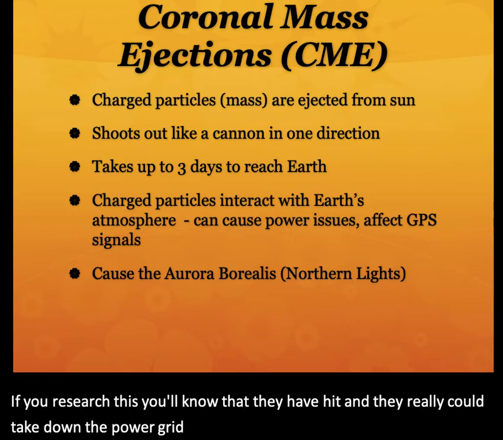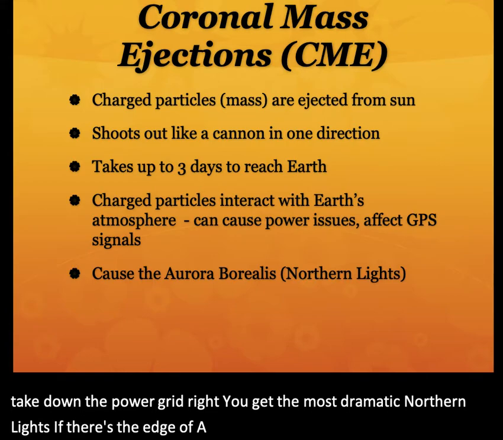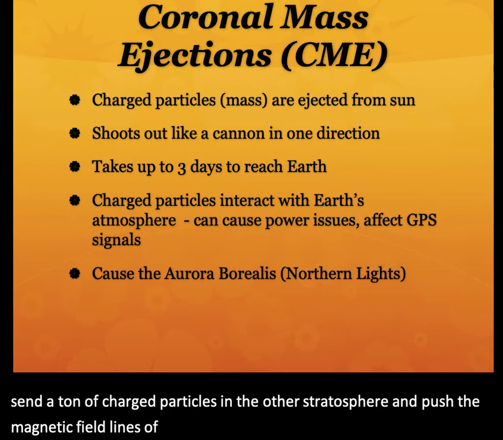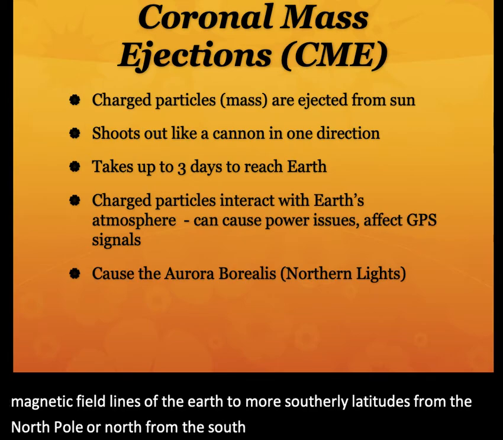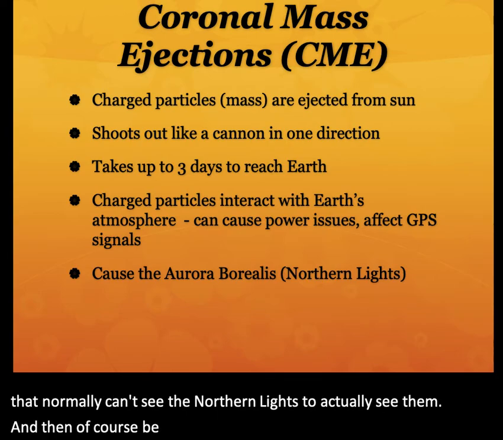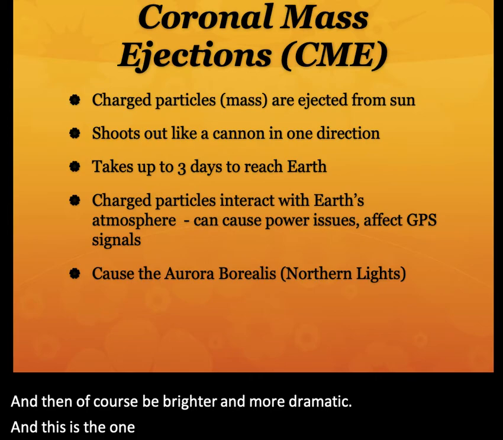You get the most dramatic northern lights if there's the edge of a coronal mass ejection, a CME, that hits and will send a ton of charged particles into the Earth's atmosphere and push the magnetic field lines of the Earth to more southerly latitudes from the North Pole, or north from the South Pole, and allow people in latitudes that normally can't see the northern lights to actually see them, and they'll of course be brighter and more dramatic.